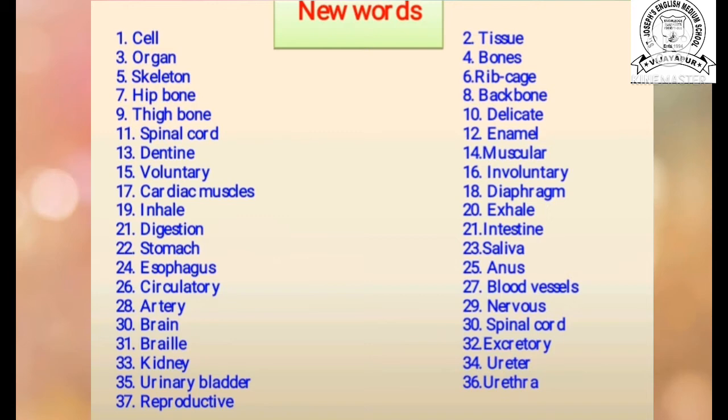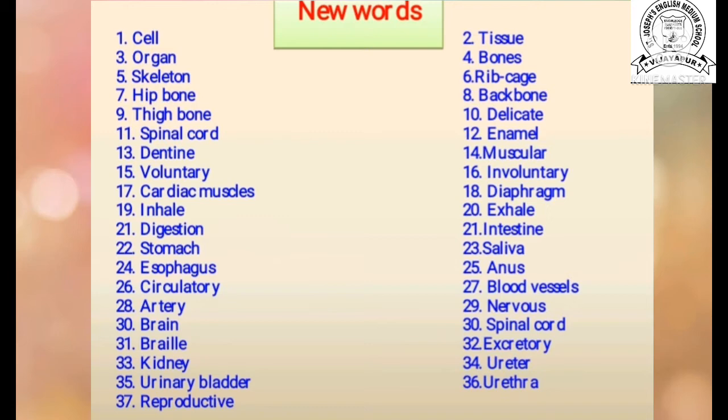Now the next one, 22nd, stomach. The stomach is a part of the digestive system. Inside the stomach, there is a presence of digestive juice, which can convert the complex substance into simple form.